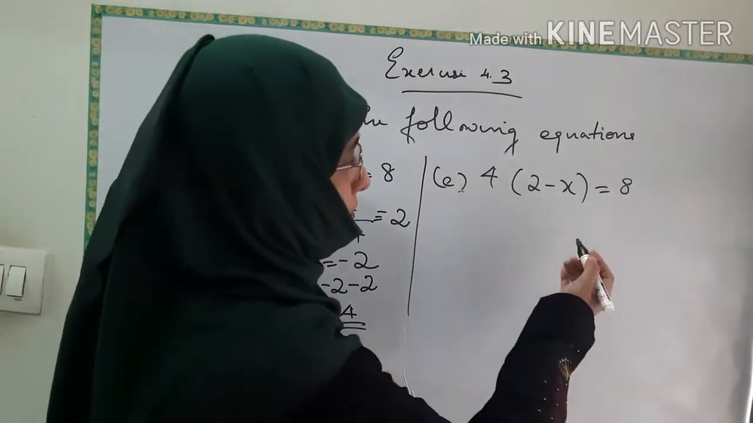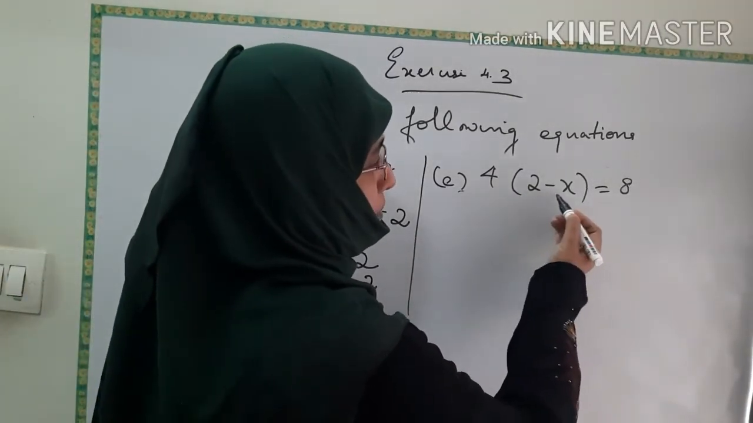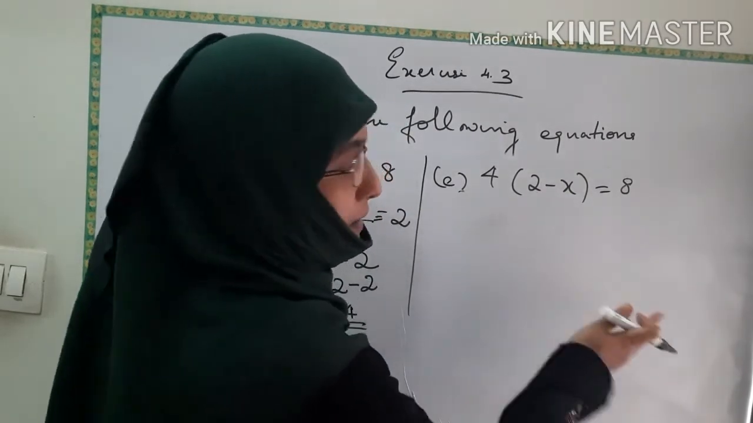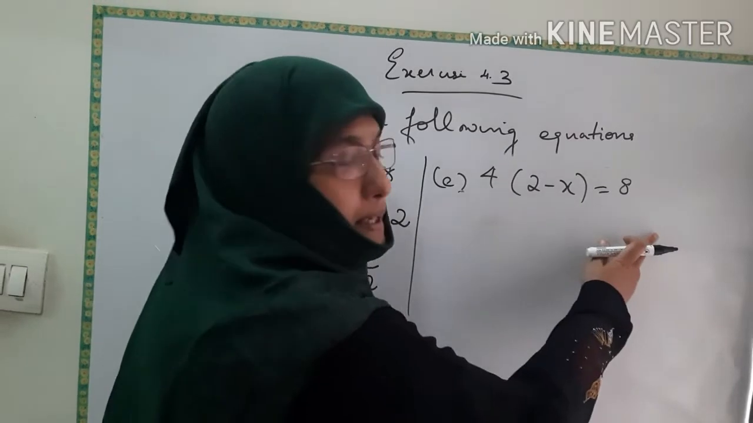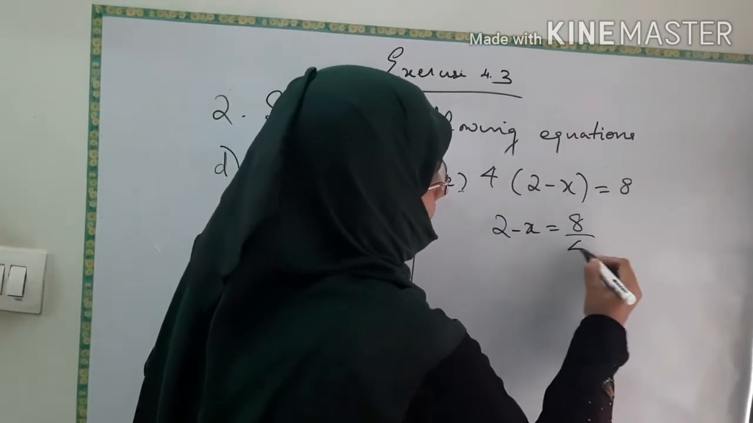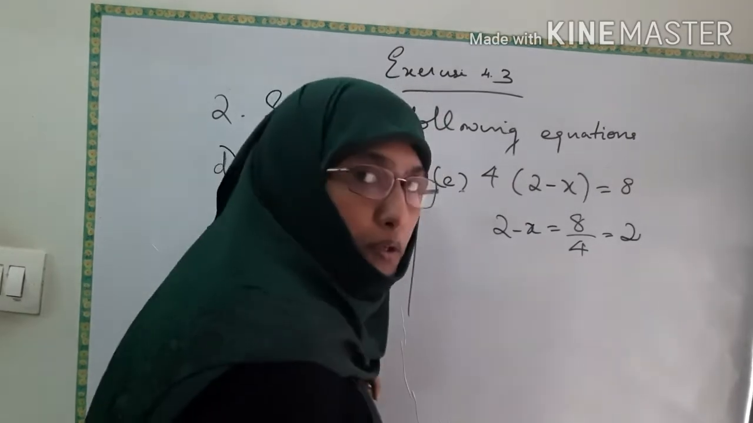Then here, 4 into 2 minus x equal to 8. So what is the answer? How will you do that? First take 4 to the other side. So 2 minus x equal to 8 divided by 4. 8 divided by 4 is 2.